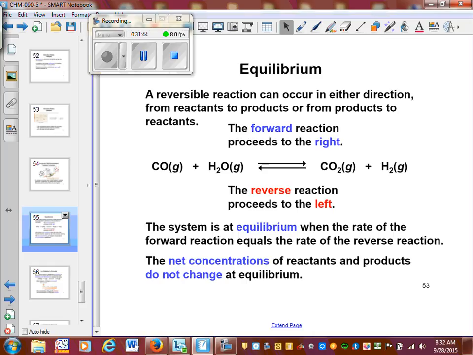Equilibrium. Right now, up to this point, we've been talking about reactions that go from left to right. Well, a lot of reactions go from left to right and right to left. They go in both directions. It's a reversible reaction. The forward reaction goes left to right. The reverse reaction goes right to left. The system is at equilibrium when the rate of the forward reaction equals the rate of the reverse reaction. The net concentration of reactants and products do not change at equilibrium.